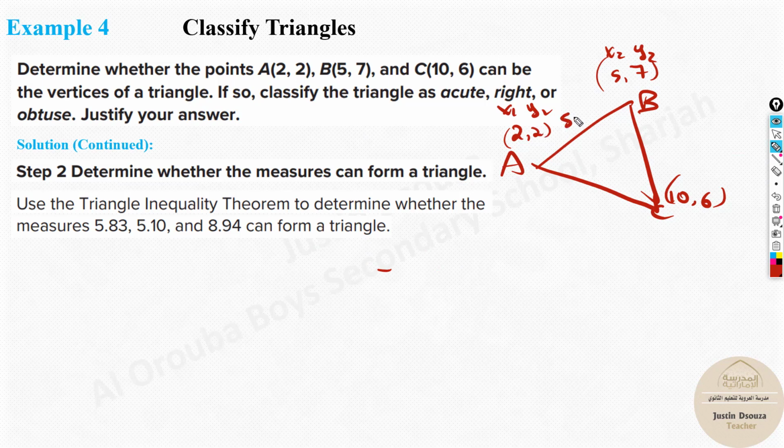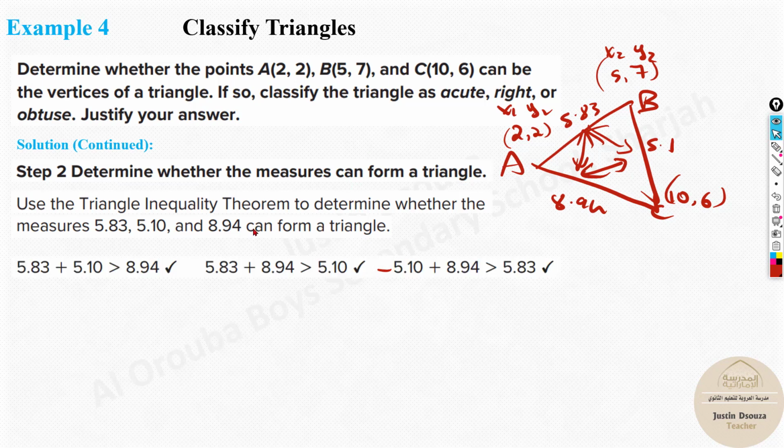AB was 5.83, BC was 5.1 and 8.94. When you add, you need to add this and this, this and this, and this and this. All the three cases, not only for one, all three cases.